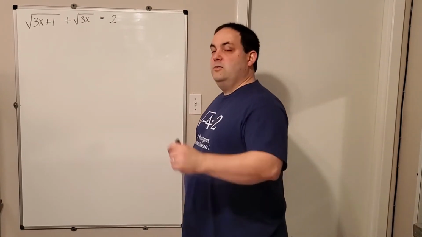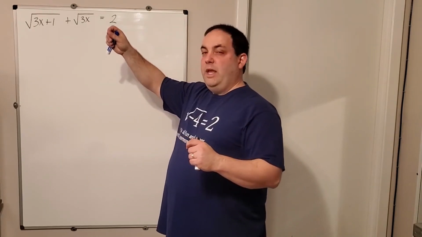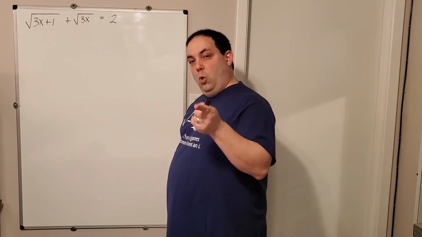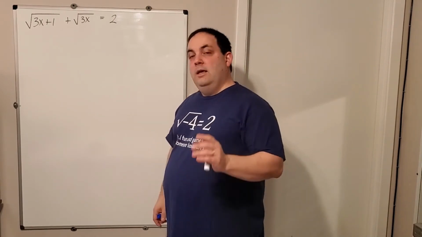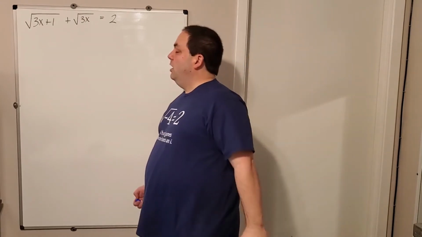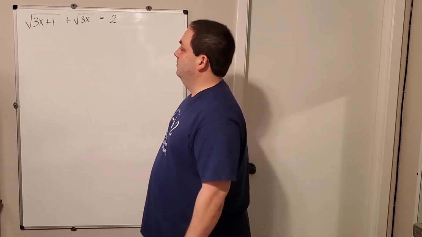And that is because when I do my power, I won't be able to distribute it. But what I can do is focus on one radical at a time instead and get rid of them that way. So in this case, the more complicated radical is this guy, the square root of the 3x plus 1. Okay?